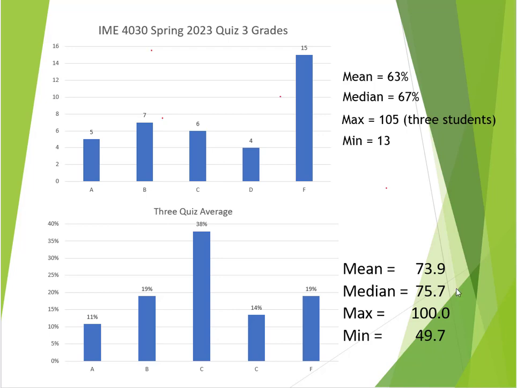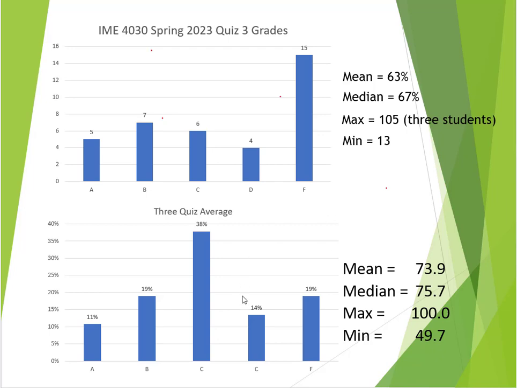If you look at the top, you can see the distribution of grades. It's unfortunately very skewed to the right. 15 students scored below 60 on this quiz. The high grade was 105, and 3 students got that. The alarming thing is that the minimum score was 13.